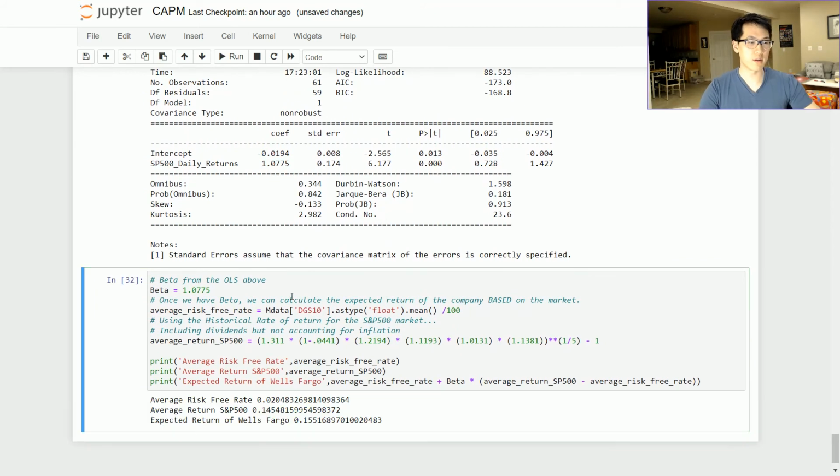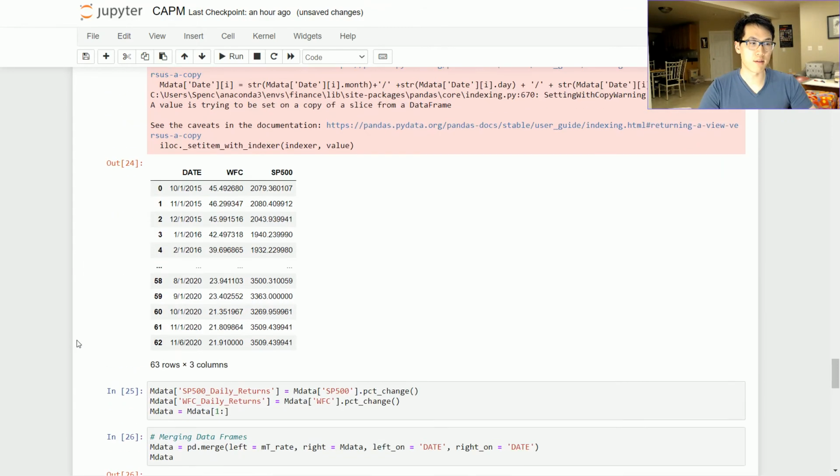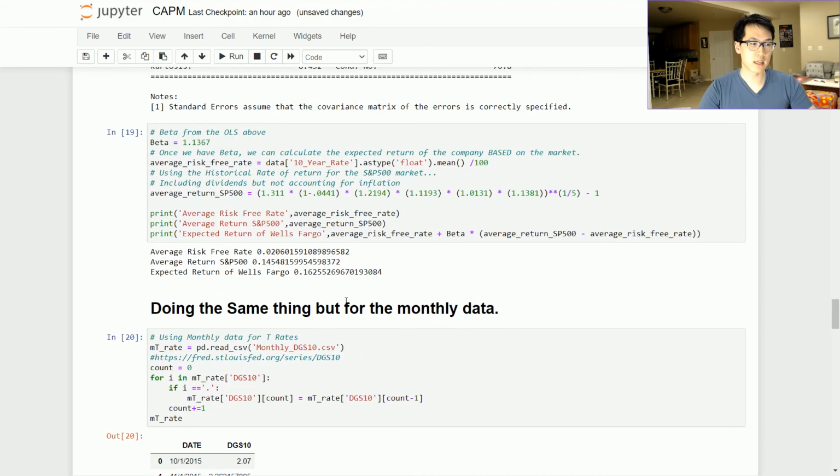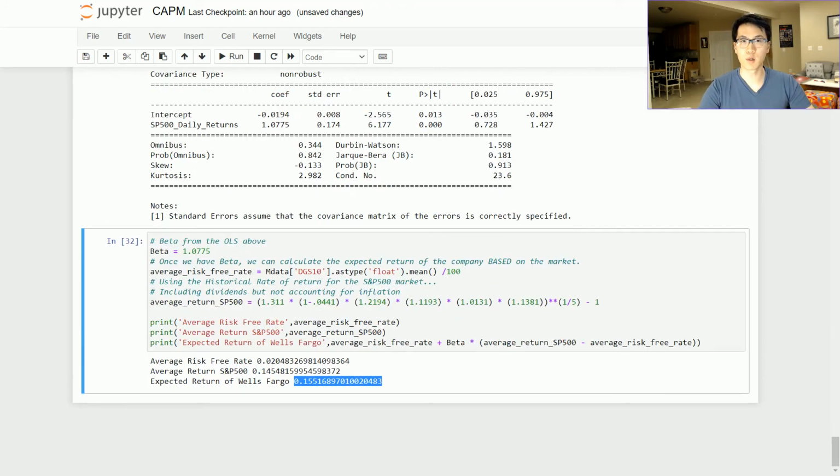Let's actually run this over here. And what we have for a month-to-month basis, instead of using daily, we have 15.5%, and compare that to the 16.25% expected rate of return for that particular given company, Wells Fargo.